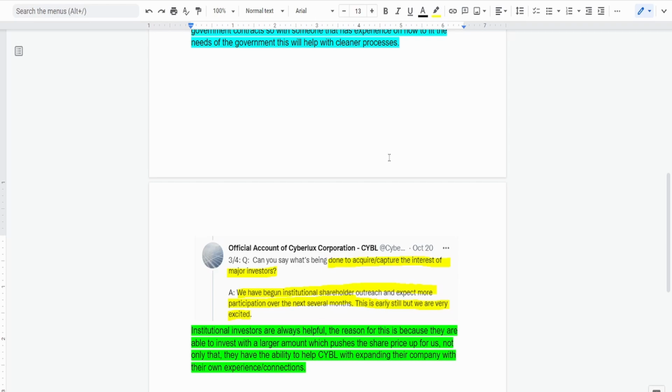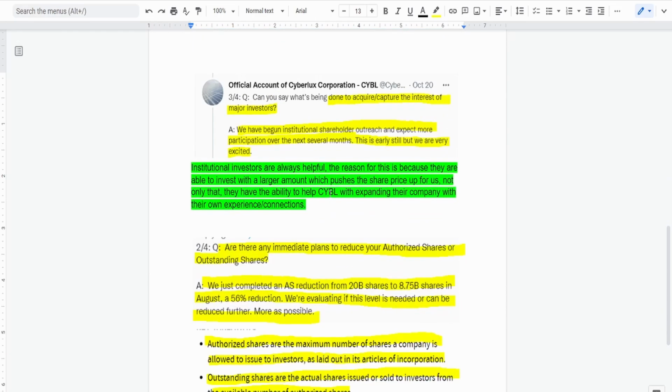So this is big. And then secondly, in terms of their experience and connections, if we're looking at bigger, more experienced investors, this could help CYBL. This is the if, they are obviously experienced in the industry that CYBL is in, but just a matter of getting more capital and more bigger investors will be huge for CYBL.